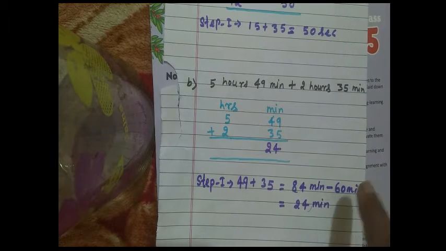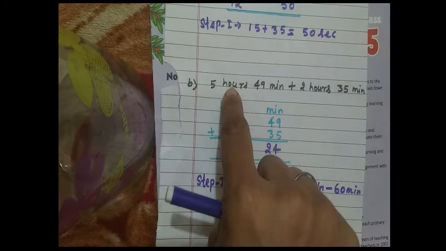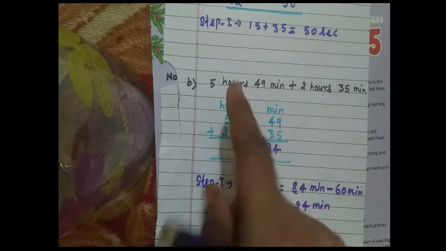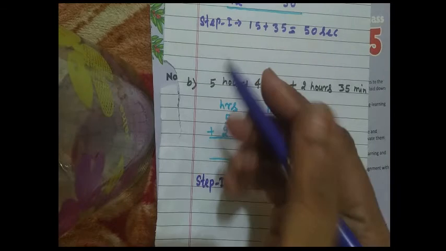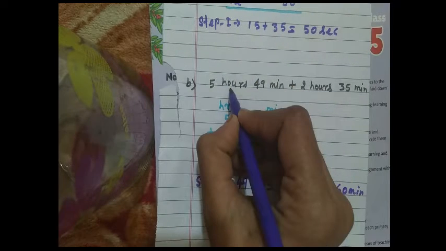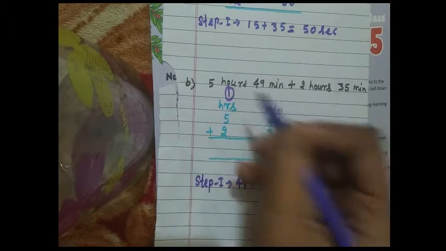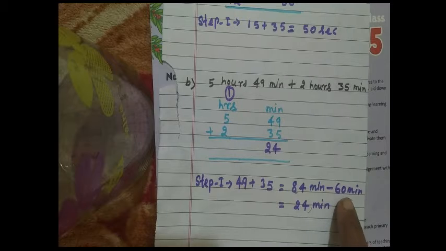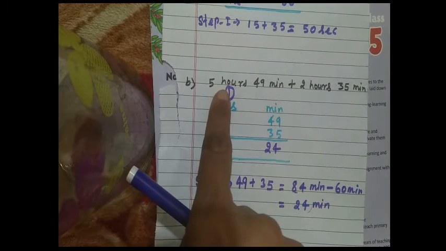Clear? I hope you people are understanding. We have subtracted 60, so 60 will be taken as carry, and 60 minutes equal 1 hour. So 1 is carry. After that, 5 plus 2, 7. 7 plus 1, 8. So what is the answer? 8 hours and 24 minutes. Is it clear?